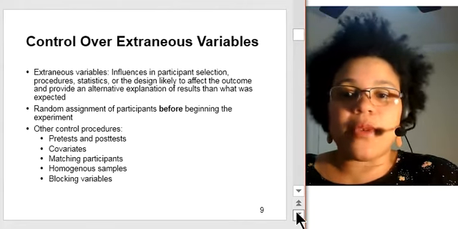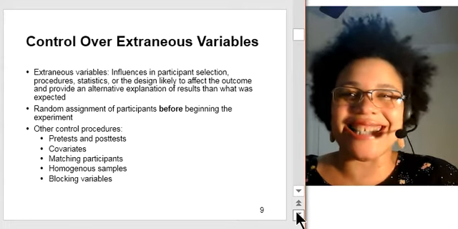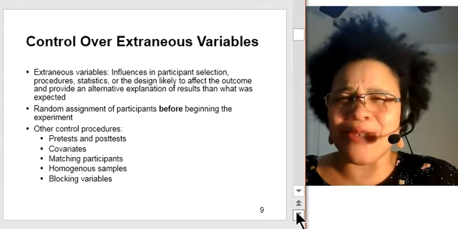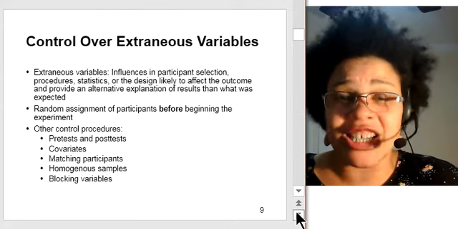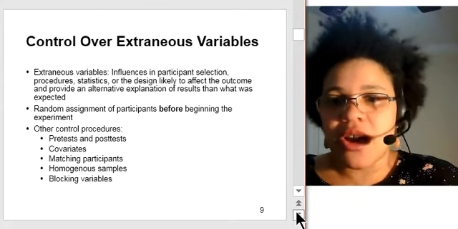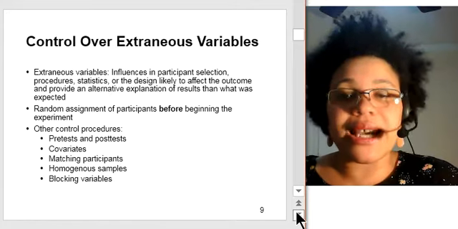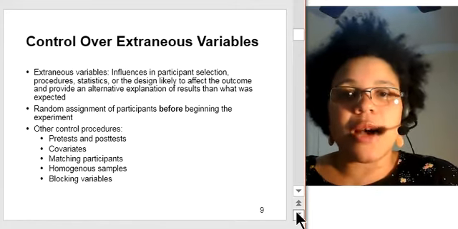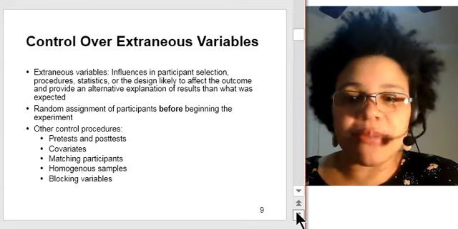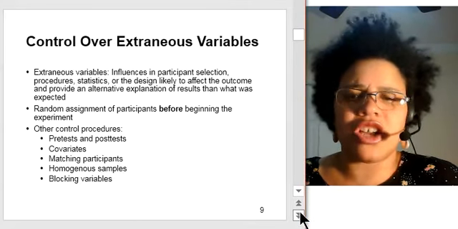For example, random assignment of participants before beginning the experiment, because it's not random if you do it later, if you do it based on some criteria other than just who walked in the door in a particular order. Other control procedures are things like pre-tests and post-tests, looking at covariates, matching participants, choosing homogeneous samples, or blocking variables. And we're going to talk about each of those.